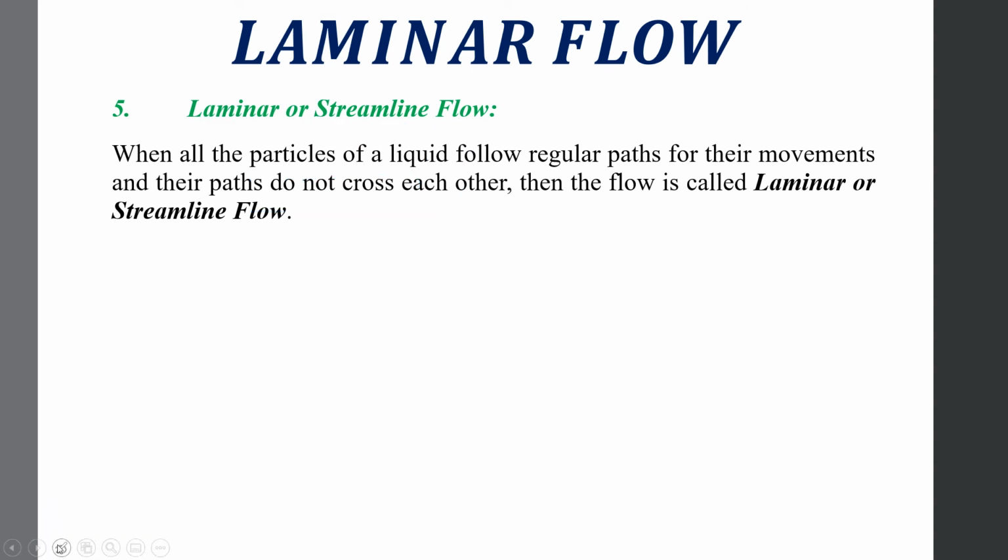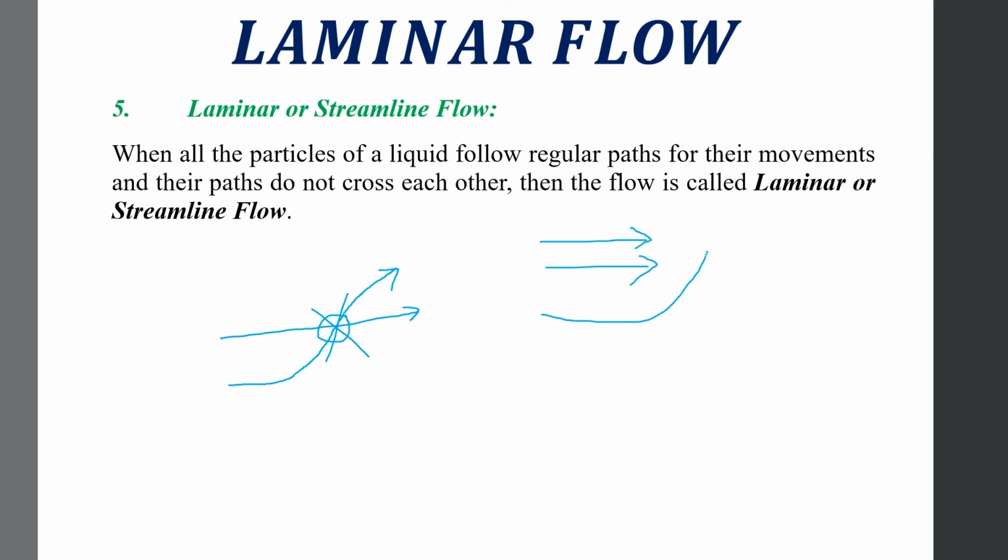The basic definition for this flow is when all the particles of a liquid follow regular paths for their movements and their paths do not cross each other. What does crossing mean? Crossing means that if a particle is moving on this path, then another particle coming from the other side or from the same side will not cross the path of the previous particle. This is not the case in laminar flow. In laminar flow, there will be straight paths or maybe curved paths, but these streamlines will never cross each other.